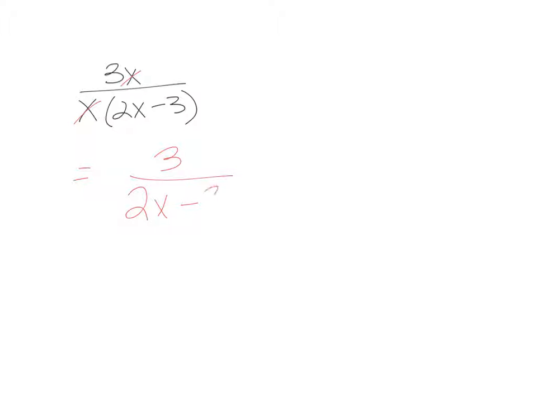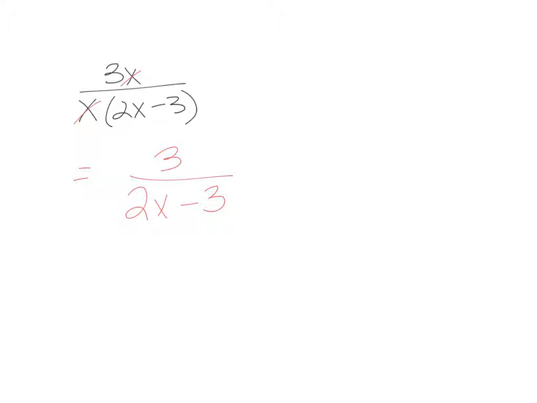So here's another one that we're going to simplify. What do you think about that one? 3x over x times 2x minus 3. Can you simplify that? What's a factor that's common in the numerator and the denominator? X, right, so we can get rid of the x's. And then we have 3 over 2x minus 3.